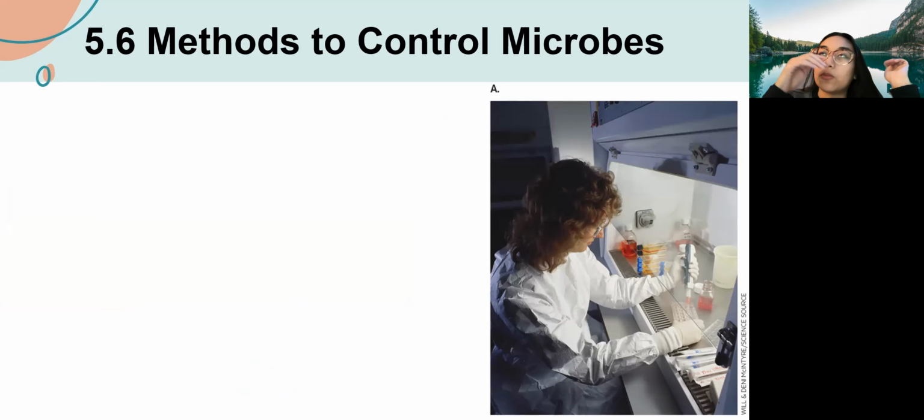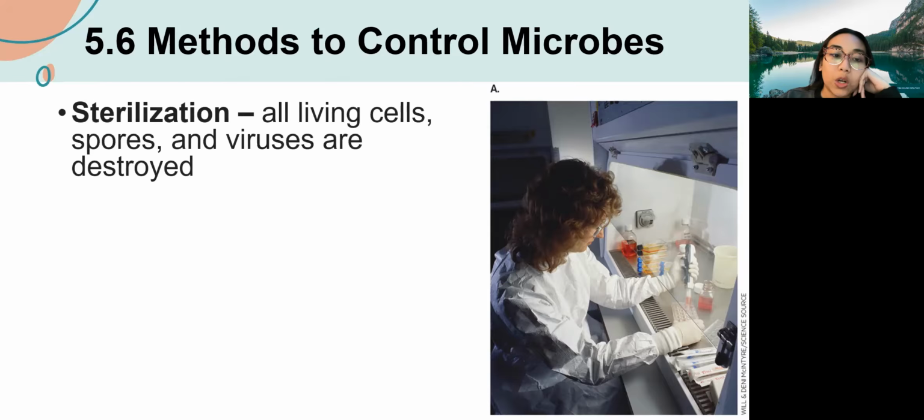We don't want our food to be contaminated. We don't want our materials that we use in the lab to be contaminated. So there's a lot of reasons why we want to control microbes. So a couple definitions. Remember, sterilization is killing all living cells.